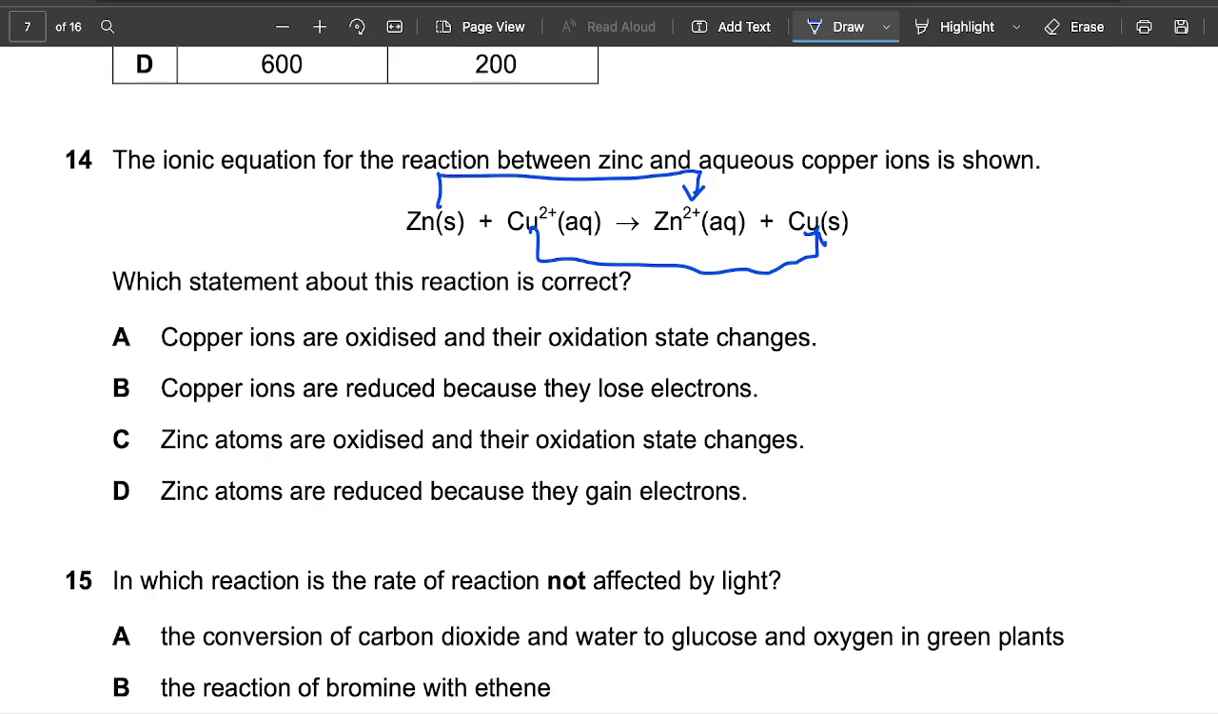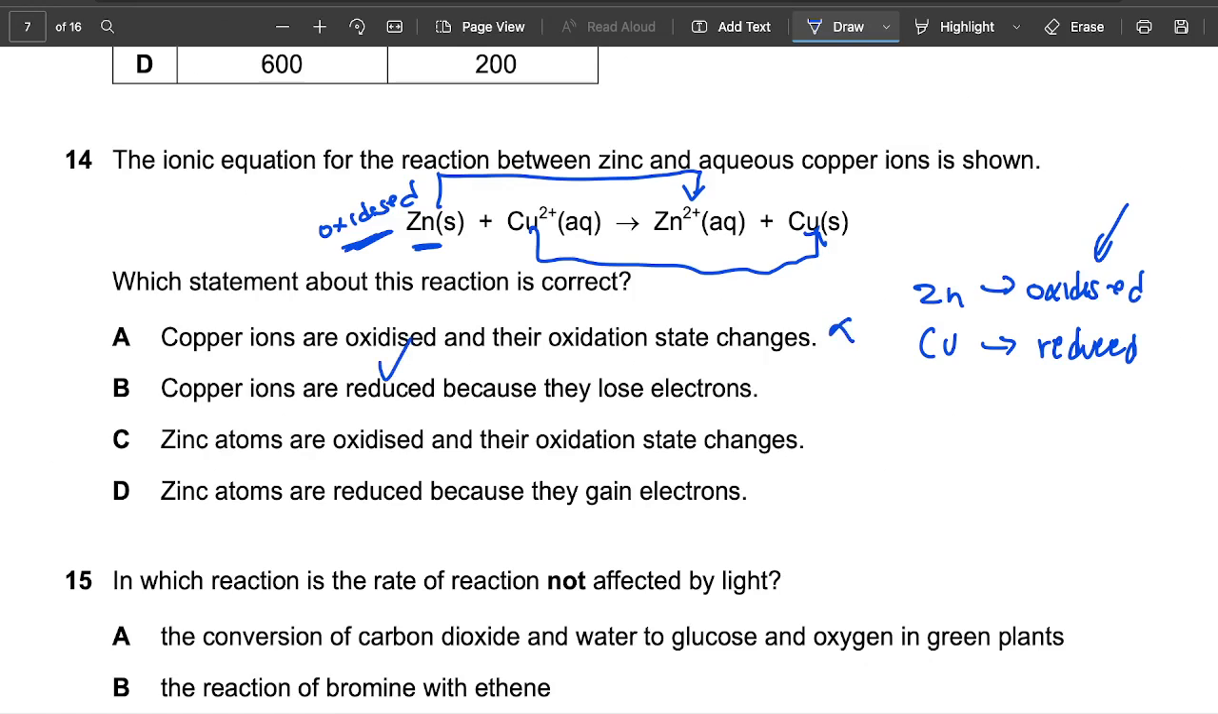So what happens here is this zinc atom is getting oxidized, and the copper is getting reduced. Okay, and the oxidation state changes. So zinc is getting oxidized, or we could say copper is getting reduced, and when the oxidation happens, the oxidation state changes. So let's see, copper ions are oxidized. No, copper ions are reduced, so this is wrong. Copper ions are reduced, that is correct, but they do not lose electrons, so that's wrong. It's the state that changes. Zinc atoms are oxidized and their oxidation state changes, so that is the correct answer.